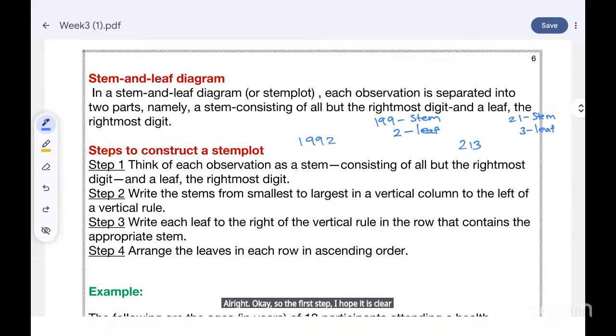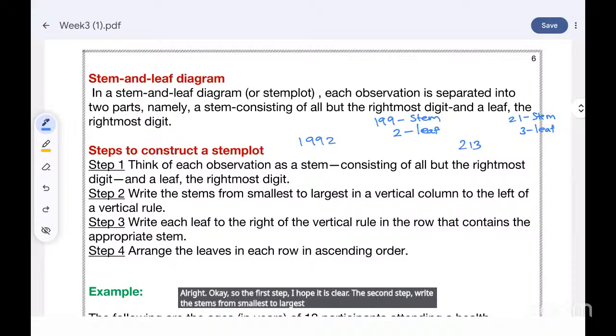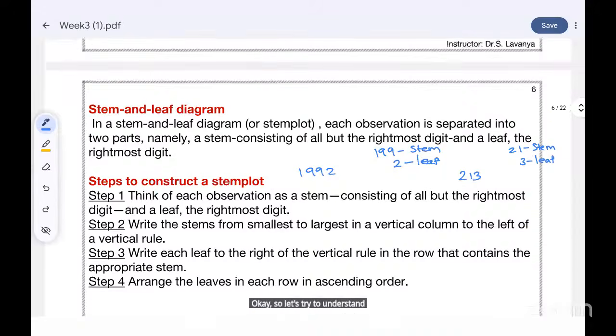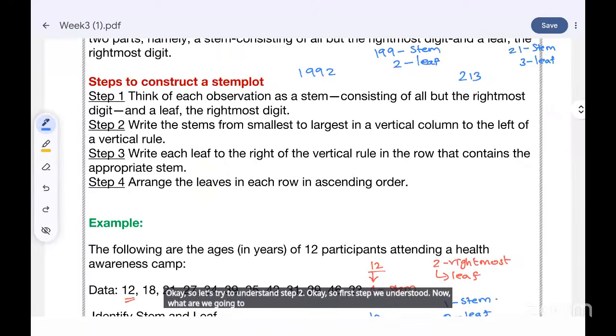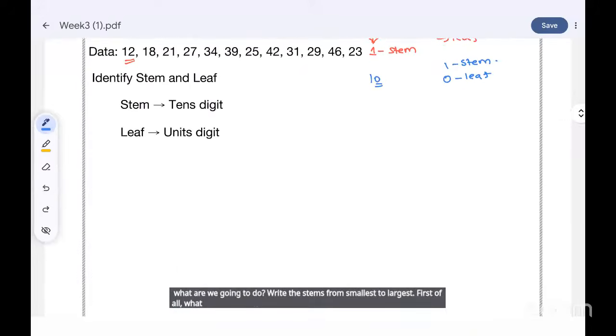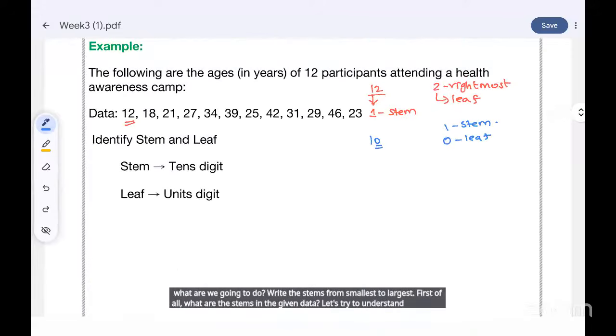The second step: write the stems from smallest to largest in a vertical column to the left of a vertical rule. Okay, so let's try to understand step 2. First step we understood. Now, what are we going to do? Write the stems from smallest to largest. First of all, what are the stems in the given data?